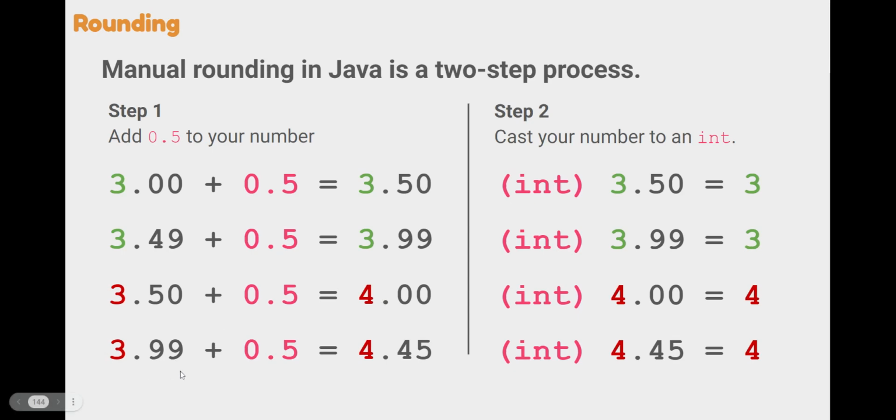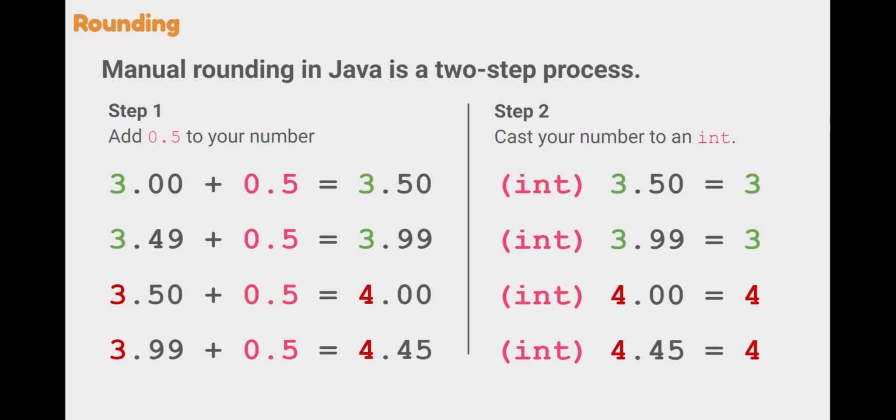And our last one, 3.99 plus 0.5 is equal to 4.49. That first value is still a 4. So all of our first values, all of our whole number values, all of our integer values are correct. We just have all these decimals at the end, which are no longer correct for rounding. We don't want these decimals anymore. Well, luckily, we know a way to get rid of decimals. And that's where step 2 comes in.